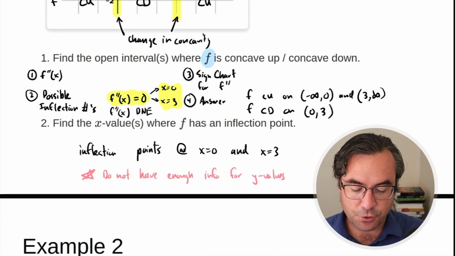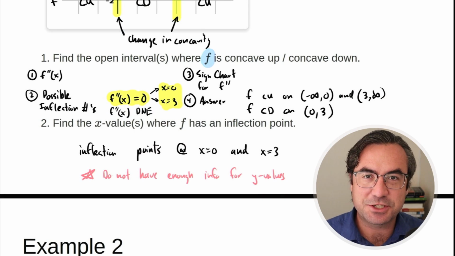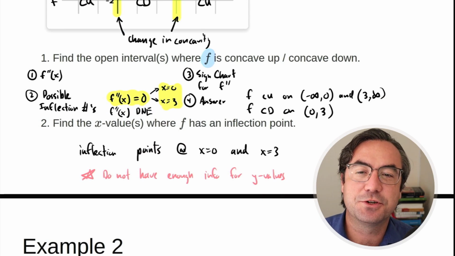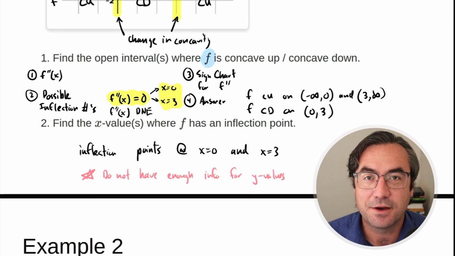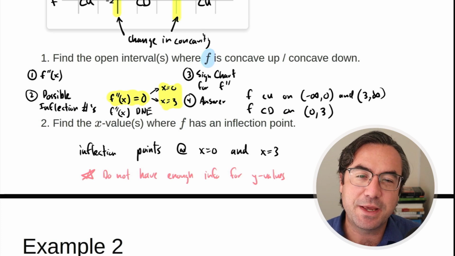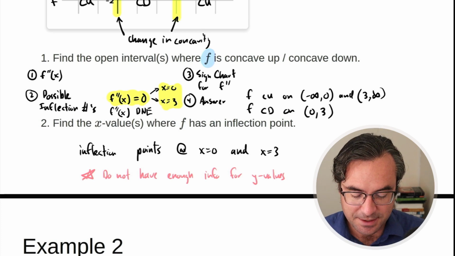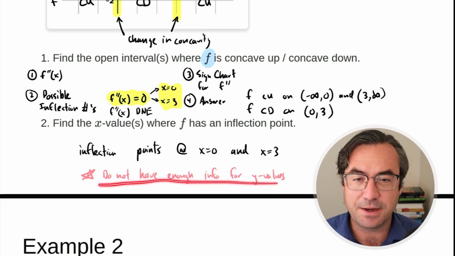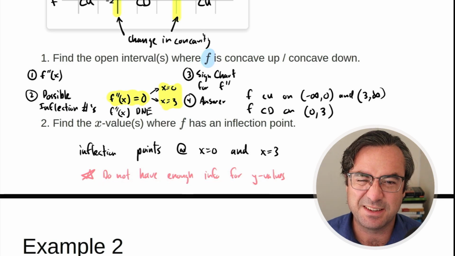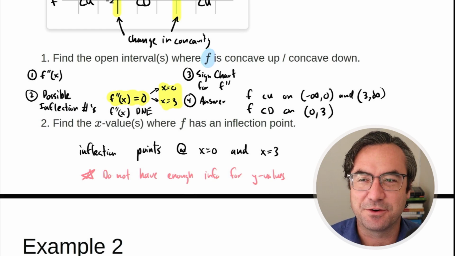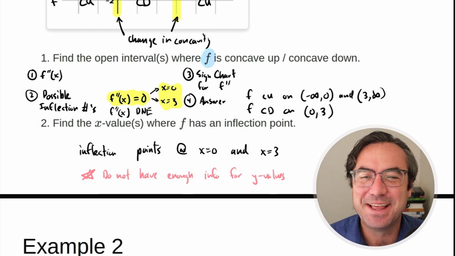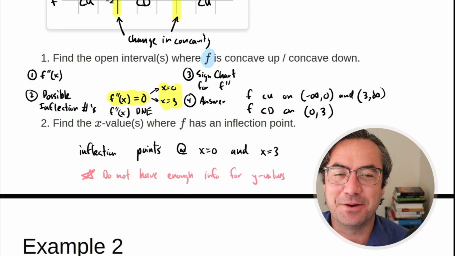So from our derivatives, we can extract a lot of information about our original function from the first derivative and the second derivative, but we can't get everything. In this case, we can't get the y values. And spoiler, we'll actually see how to do that later in the course, but that's a long while away.